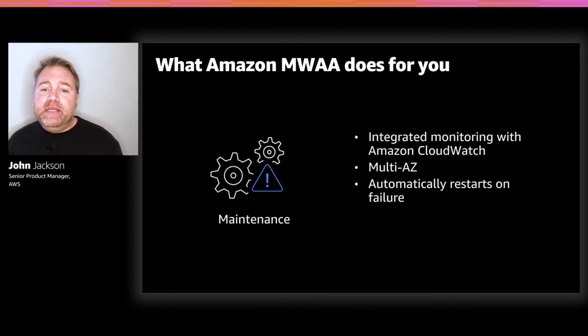And finally, around maintenance, we have integrated monitoring with Amazon CloudWatch. So it makes it very easy to monitor one or more environments centrally and create alarms and alerts. As I mentioned, it's running on Fargate, so therefore it's by nature multi-availability zone. And so therefore at any failures or if there's any unhealthy containers, we swap those out on your behalf. And then we'll also automatically be able to restart on any failures that occur.